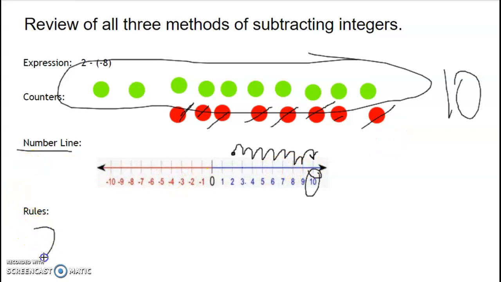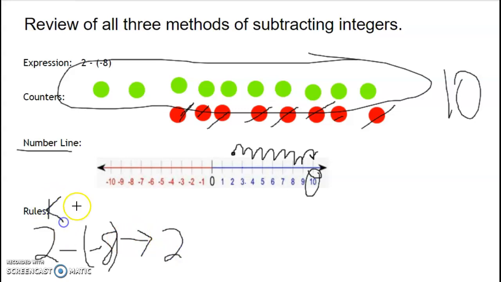And the rules, guys, same thing. I have 2 minus negative 8. I'm going to rewrite it using adding the opposite. So I keep 2. You can think about it as keep, change subtraction to addition, and find the opposite of the second term. So keep 2, change subtraction to addition, and find the opposite of negative 8, which is positive 8.